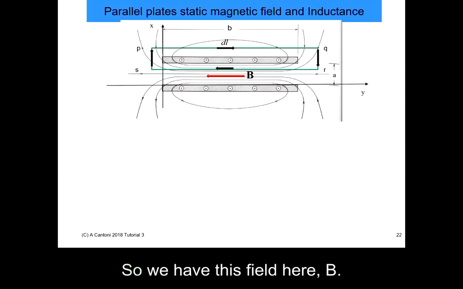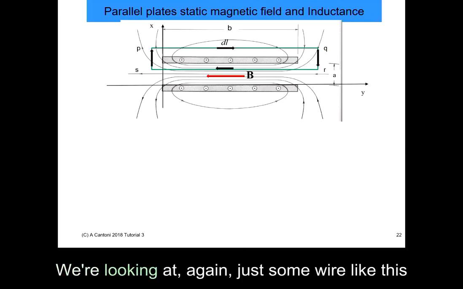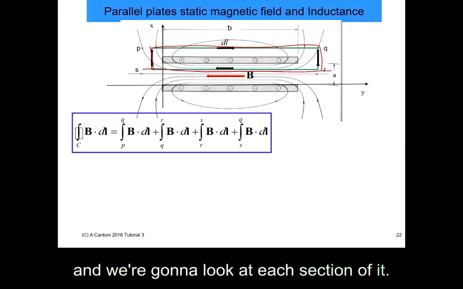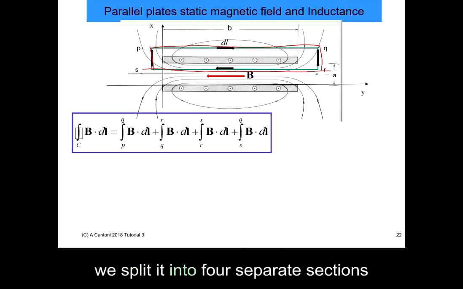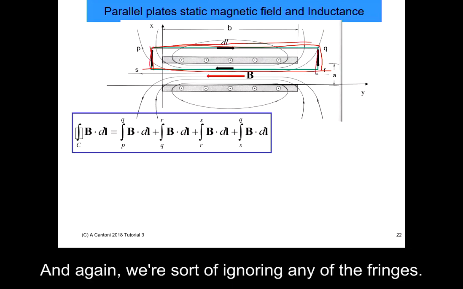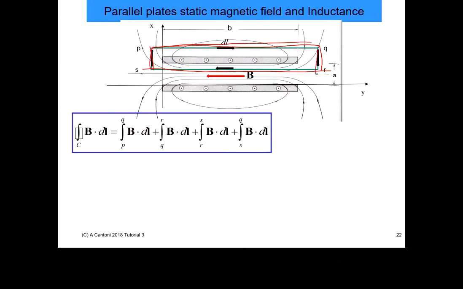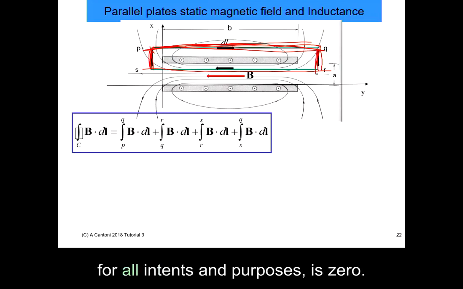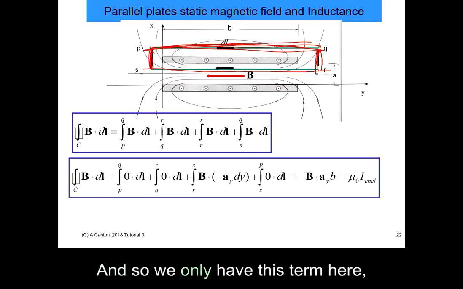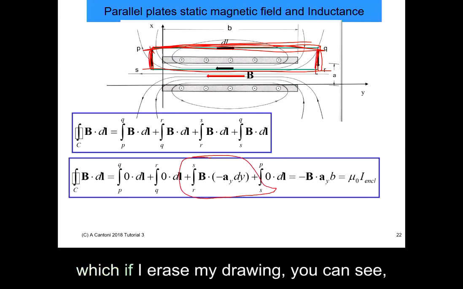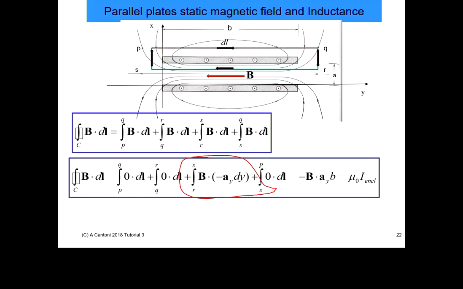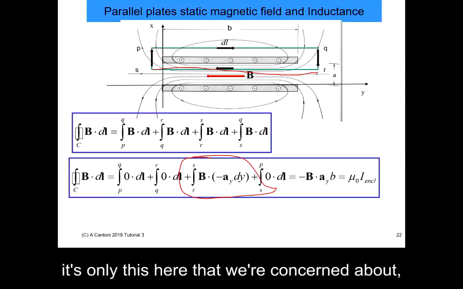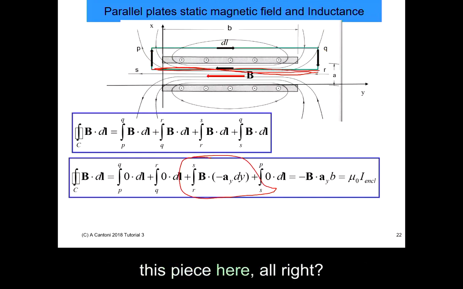Right? So we have this field here, B. We're looking at, again, just some wire like this, and we're going to look at each section of it. So the integral form, we split it into 4 separate sections. And again, we're sort of ignoring any of the fringes. So here, here, and here, we're going to say that the B field in those areas, for all intents and purposes, is 0. And so we only have this term here, which, if I erase my drawing, you can see it's only this here that we're concerned about, this piece here.